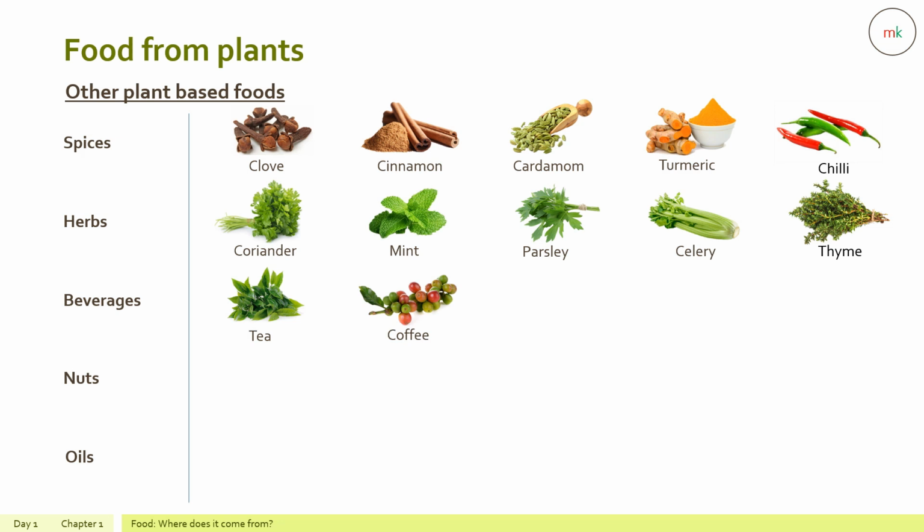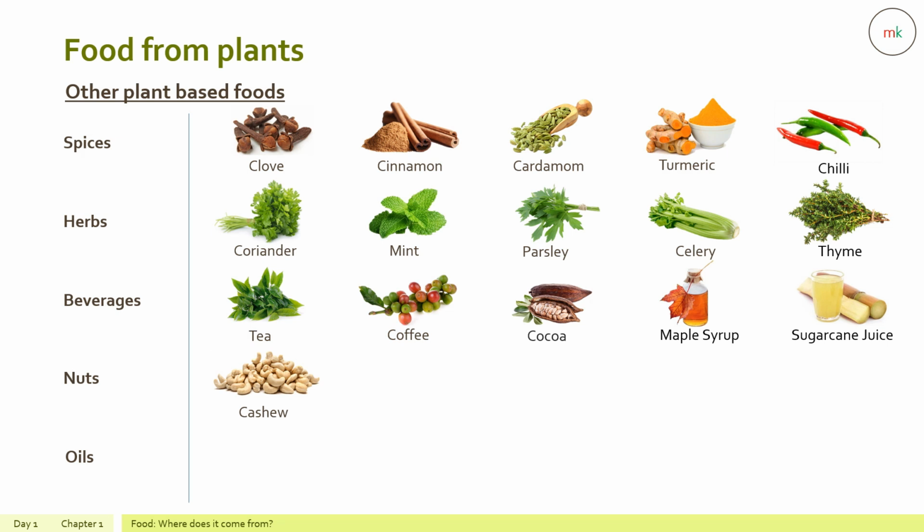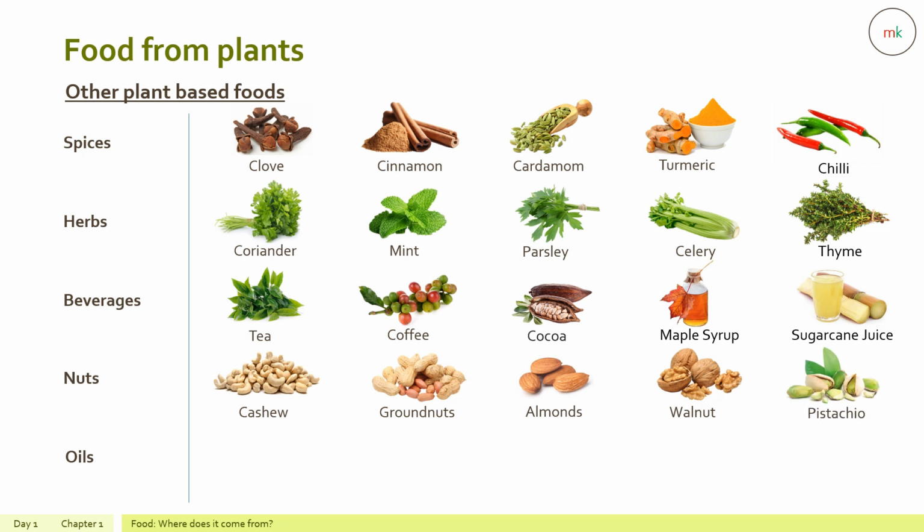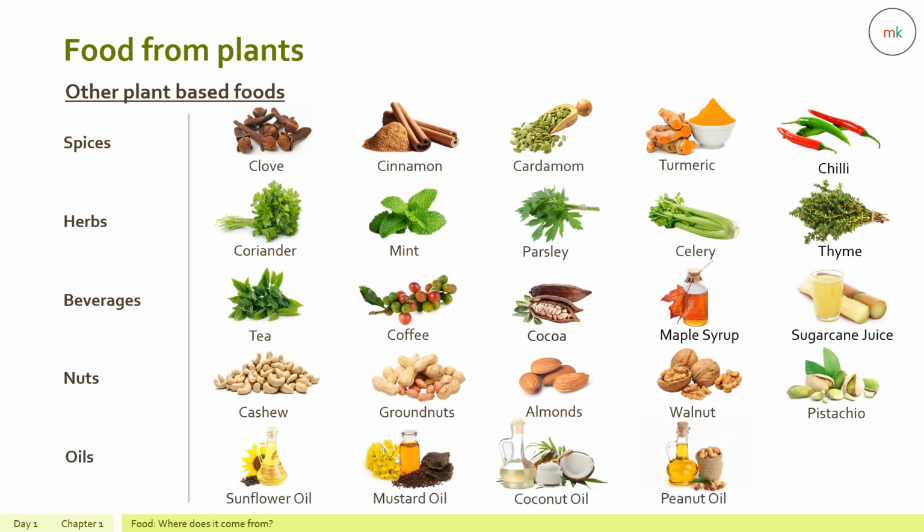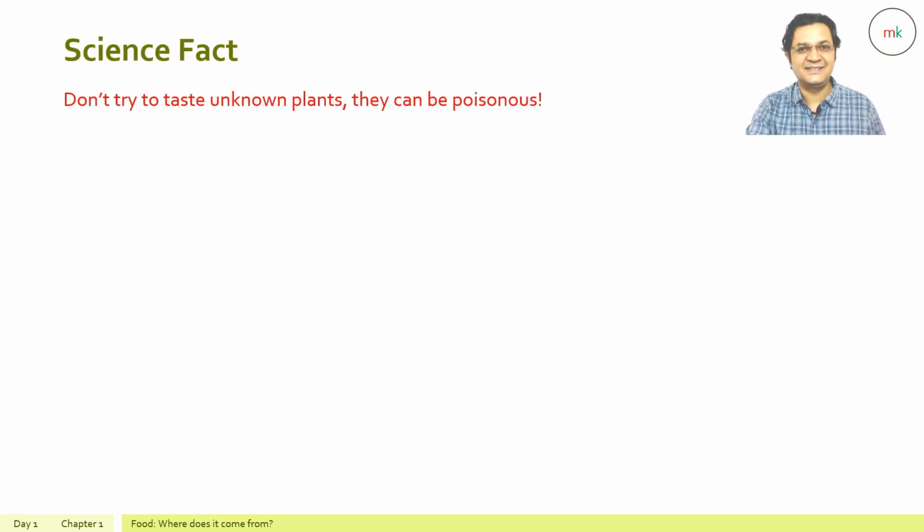We have beverages like tea, coffee, cocoa, maple syrup and sugarcane juice. Nuts like cashew, groundnuts, almonds, walnut and pistachio or pista. And oils are obtained from the seeds of sunflower, mustard, coconut, peanut and soybean. So let's have a science fact at this point. Don't try to taste unknown plants. They can be poisonous.